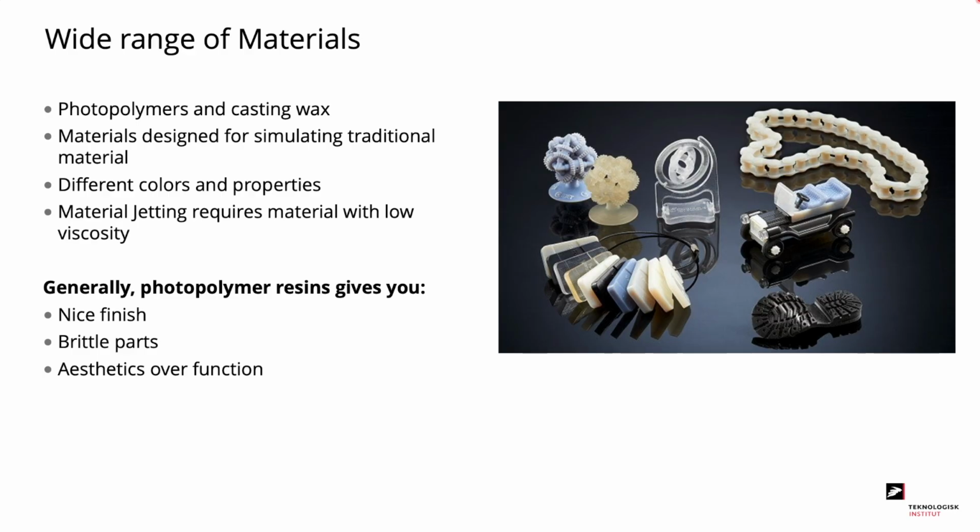As we saw in the video, we get a wide range of materials. For example, we can get photopolymers and casting wax. We can have materials that are designed for simulating traditional material, and we can have different colors and properties. We should be aware that material jetting requires material with a low viscosity. And in general, photopolymer resins give us a nice finish. It also gives us brittle parts, and it gives us aesthetics over function.